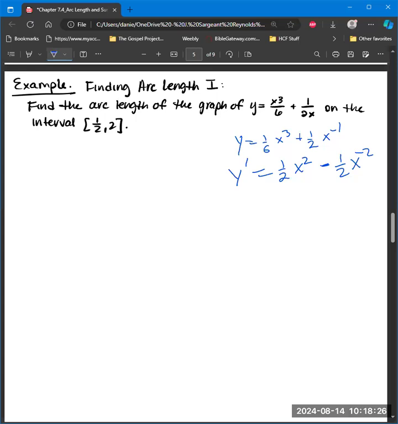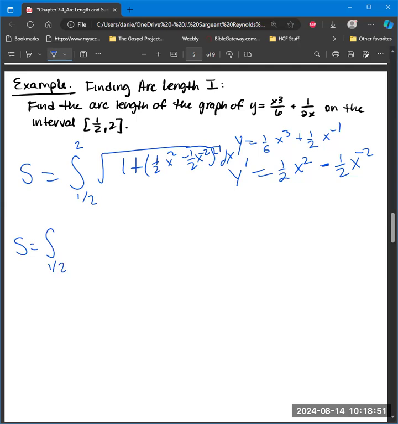So we're going to say s is equal to the integral from 1/2 to 2 of the square root of 1 plus 1/2 x squared minus 1/2 x to the negative second, squared, dx. There will be some work to do here in just a second. So when I square 1/2 x squared, I get 1/4 x to the fourth.